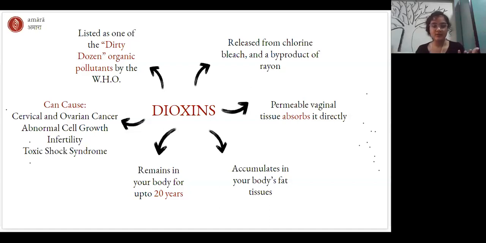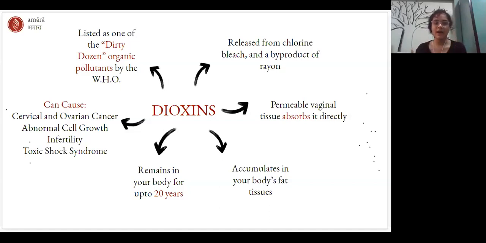So now let's look at what actually happens because of these two things. Rayon, viscose, and bleach, these are the three ingredients that we talked about before. These three actually release a chemical called dioxin, and that's what we're going to be talking about, because that is one of the most harmful things that any living thing can come in contact with. The World Health Organization lists dioxins as one of the dirty dozen, meaning that there are 12 organic pollutants that your body should not come in contact with in any quantity.